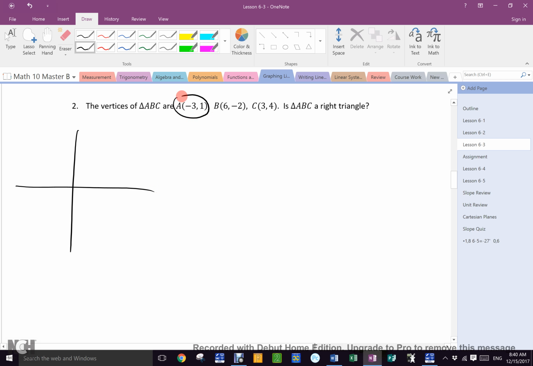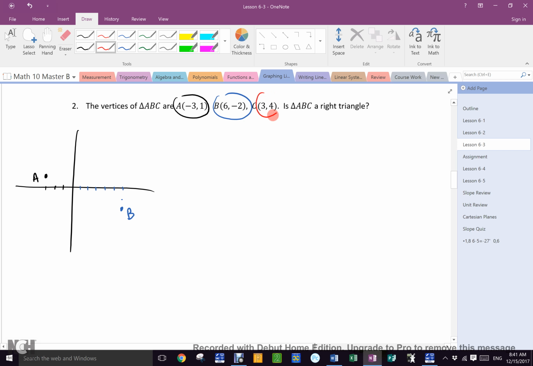Where's the first point? -3, 1. Where's that? 3 to the left. 1, 2, 3, and 1 up. There is A. Everyone agree? Where's B? 1, 2, 3, 4, 5, 6, and down 1, 2. There's B. Everybody agree? Great.